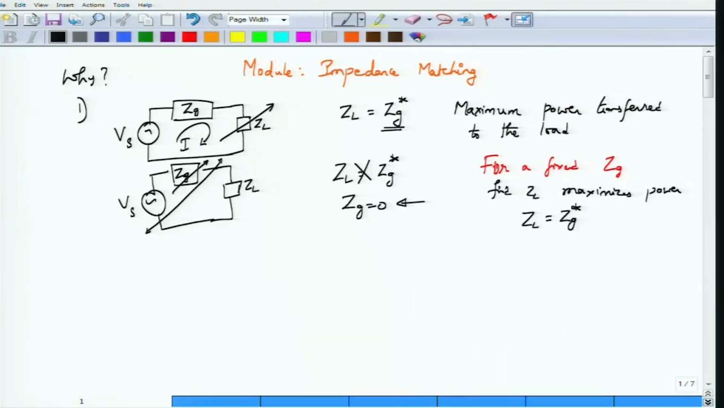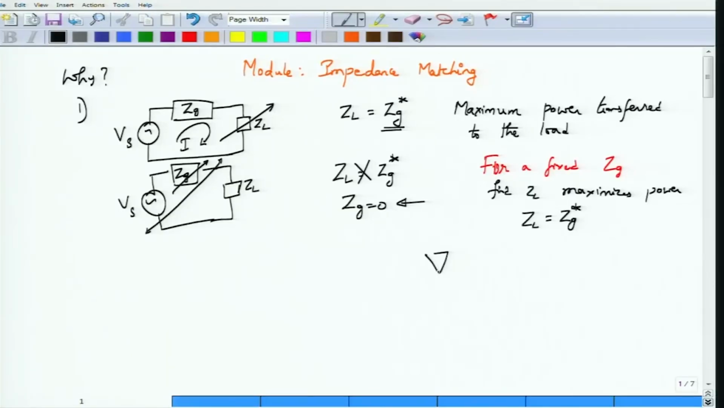Anyway, going back to the maximum power transfer idea, that is one of the primary reasons why we would like to impedance match. If we can get the condition ZL equal to Zg complex conjugate for a fixed generator impedance, then I will be able to transfer maximum power across ZL, and that is something that I would like.